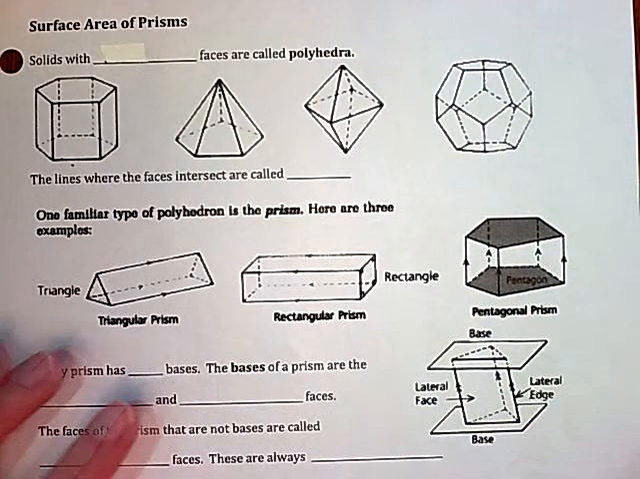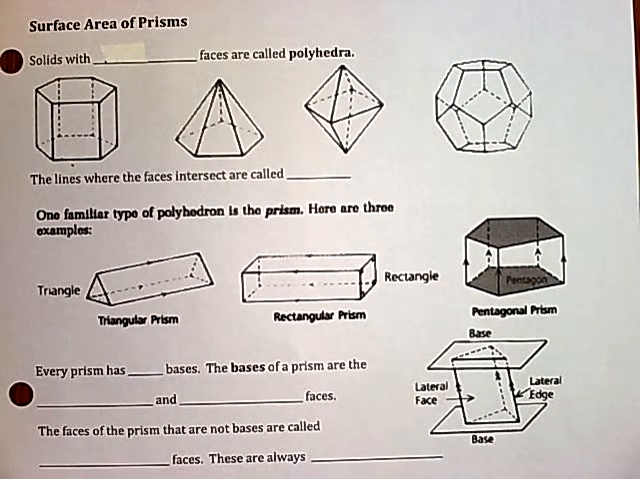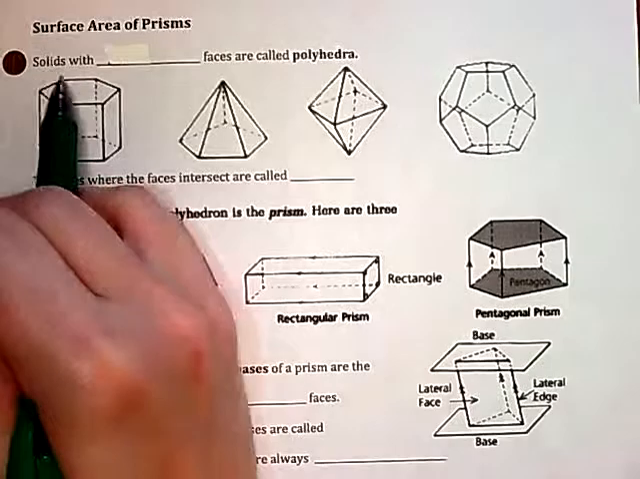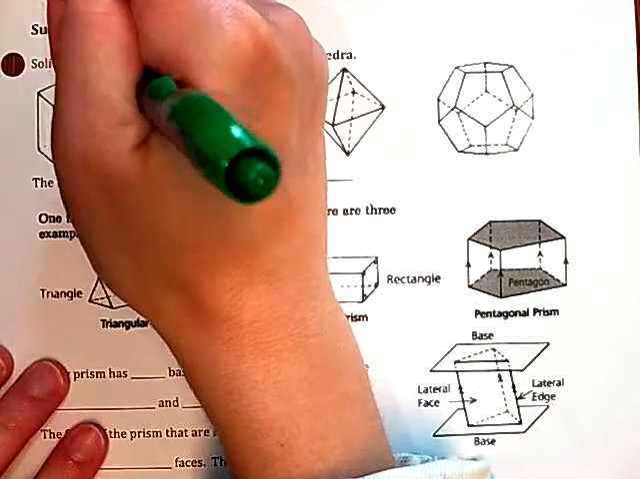Hi geometry students, these notes are on the surface area of prisms. So to start, we're going to define a term called a polyhedra. It's the plural of polyhedron, and these are solids with polygon faces.